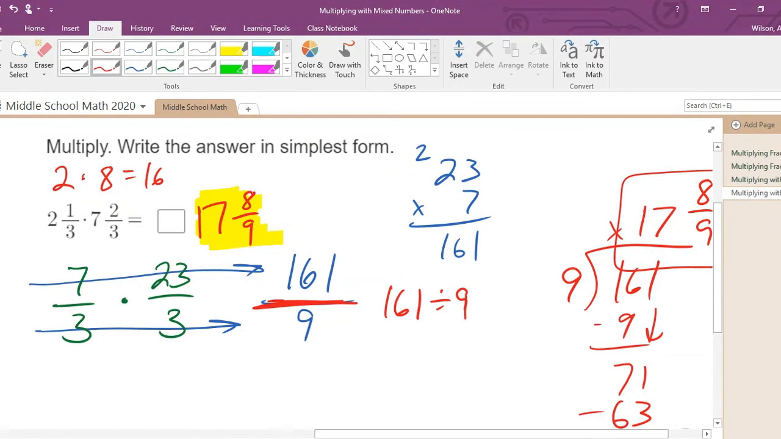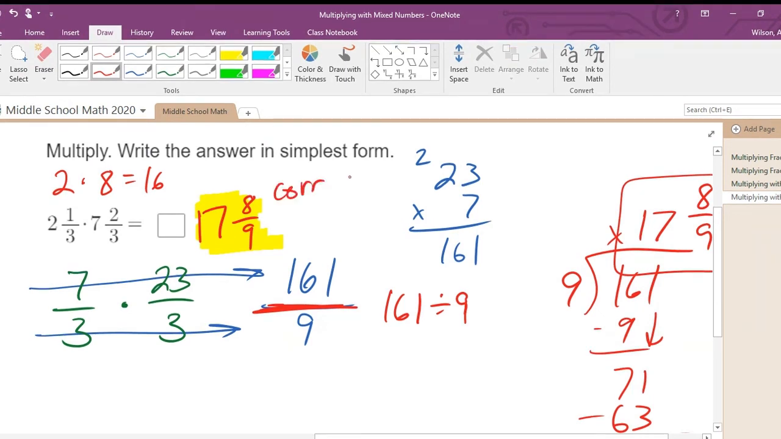Is 17 8/9 close to 16? Yes, it is, which means chances are we are correct.